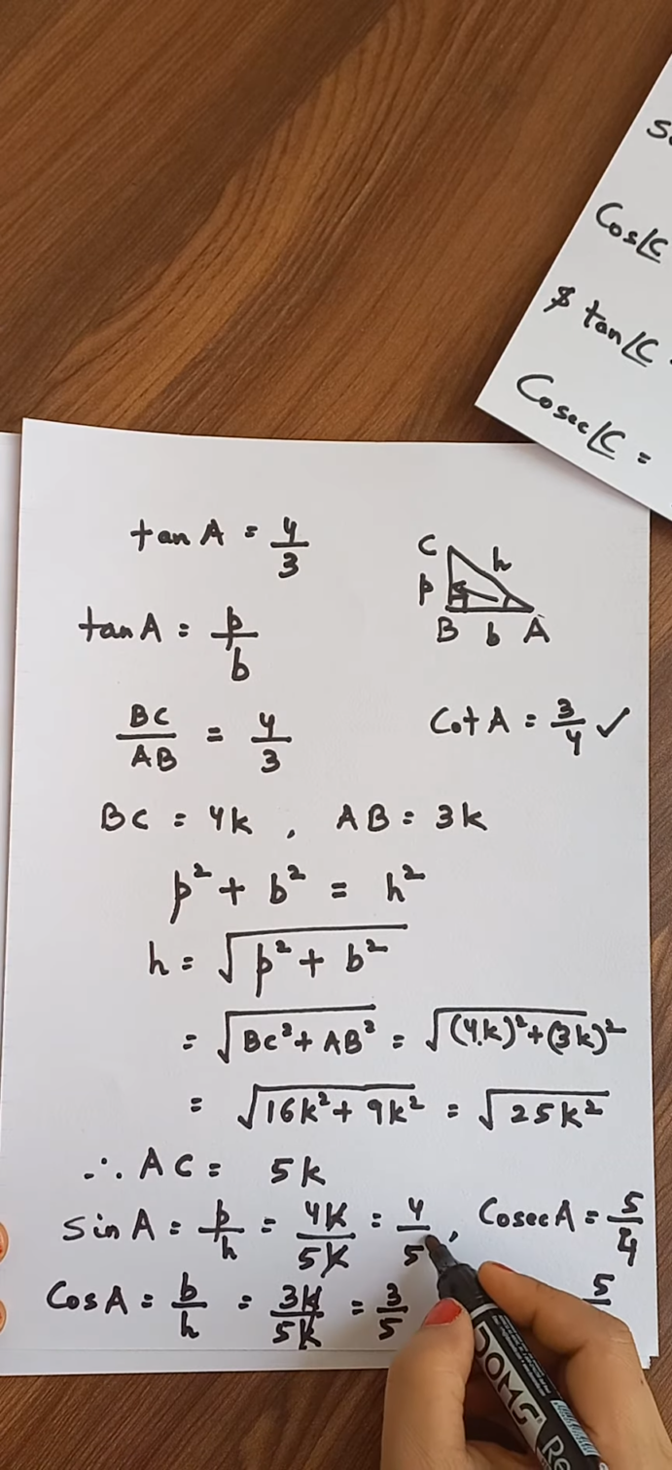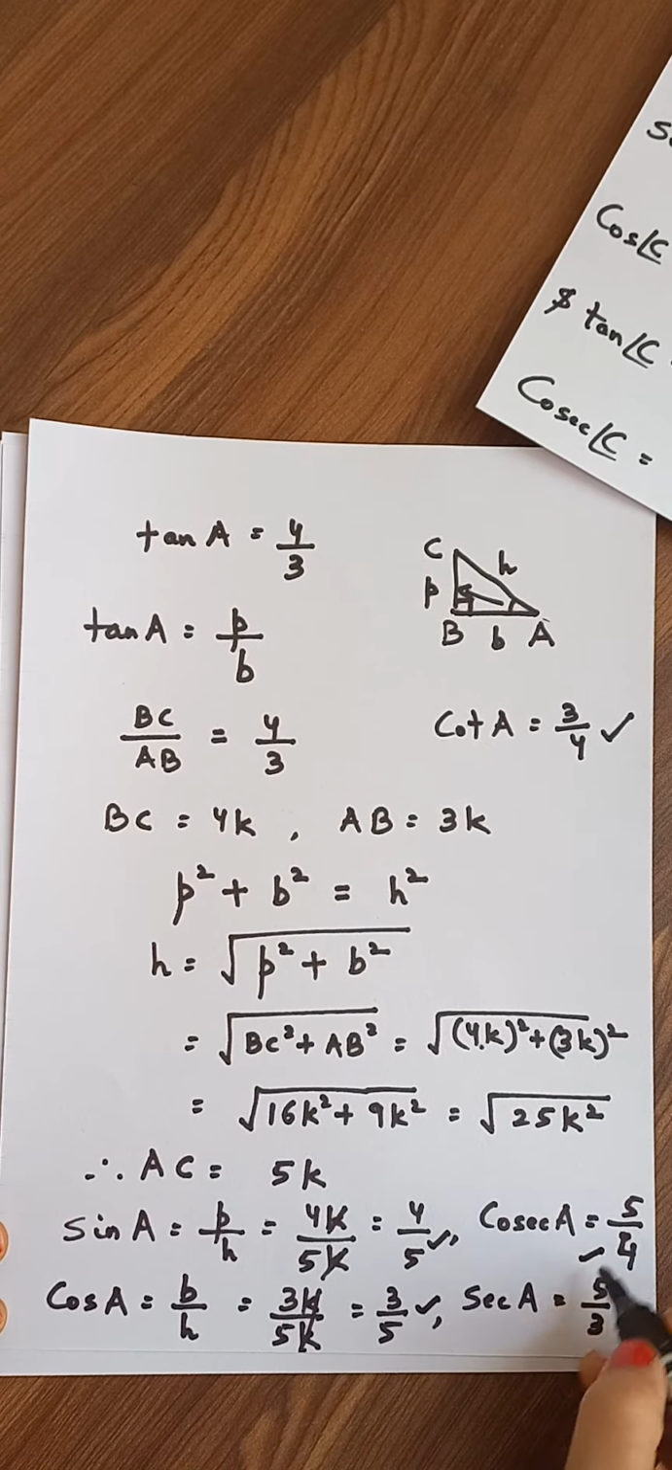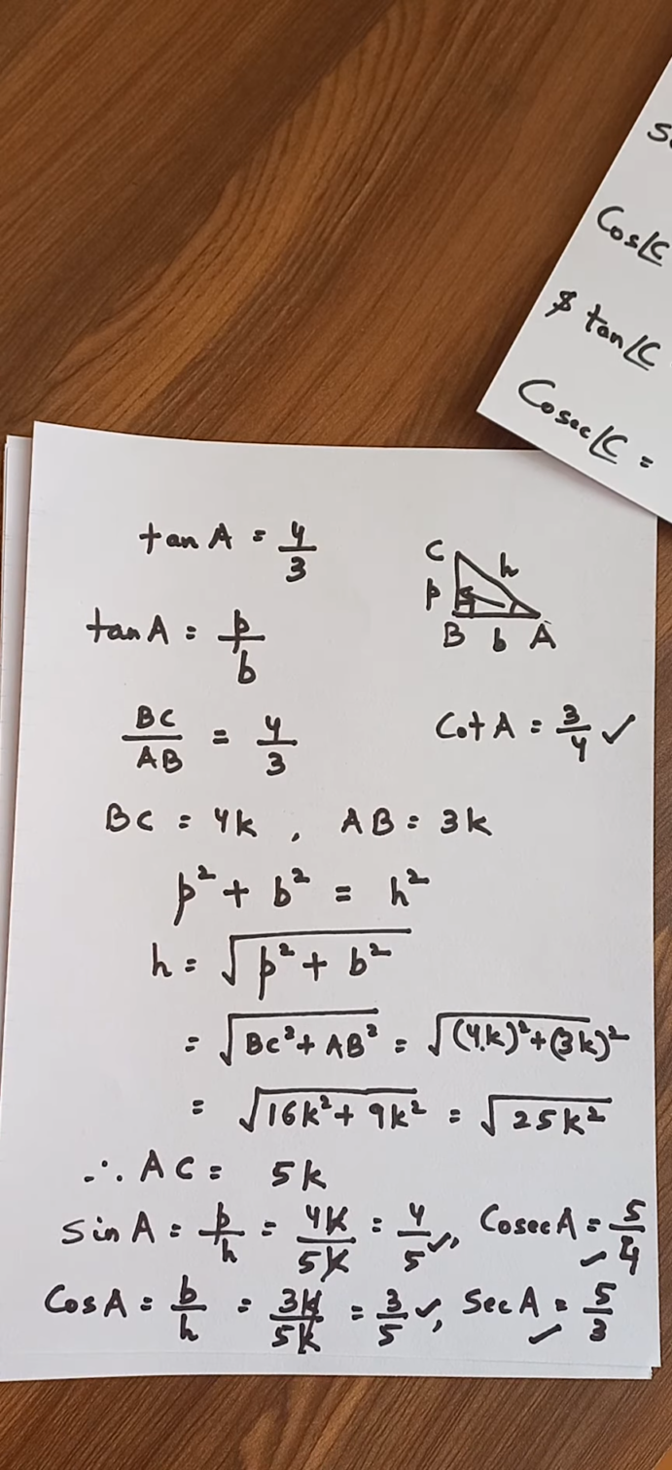Okay, so these are the 1, 2, 3, 4 and 5 trigonometric ratios we have calculated, because one was already given in the question. That's how you can solve questions based on it. I'll discuss some more questions, but in the next video.